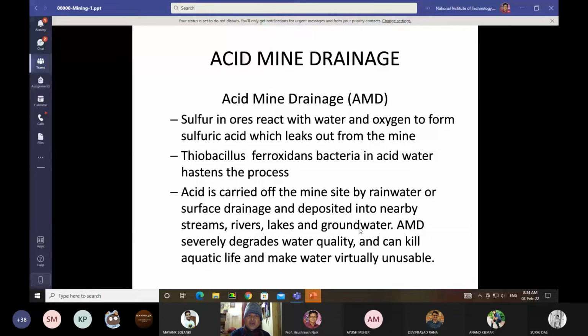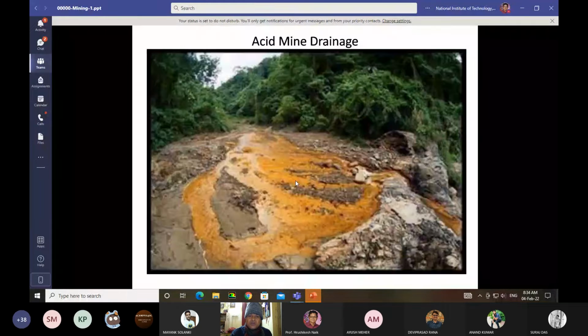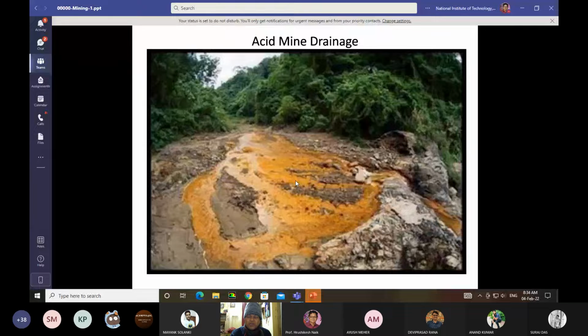So this is the scenario of acid mine drainage in a mine. You just see the water has become yellow in color. So this is called acid mine drainage. This is a mine. From the mine, the mine water has become yellow in color because it contains a lot of sulfuric acid. So this is the scenario in mining areas. Water gets polluted because of the acid mine drainage.